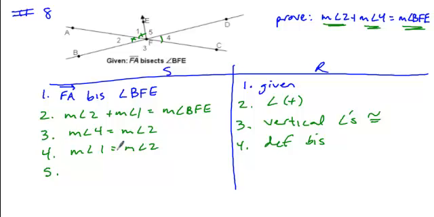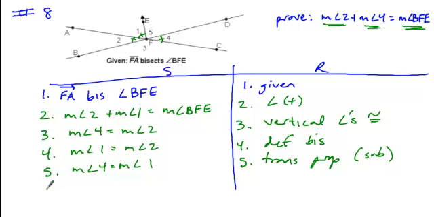Therefore, I have two things equal to the same thing. I can state that angle 4 is equal to angle 1. And again, that's an example of transitive property or substitution.